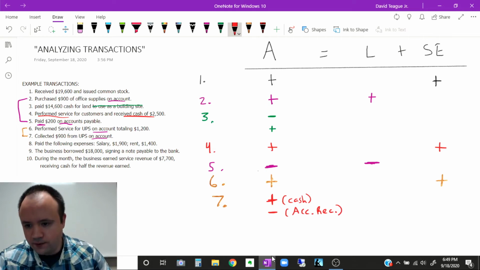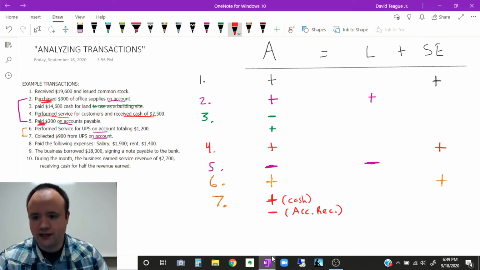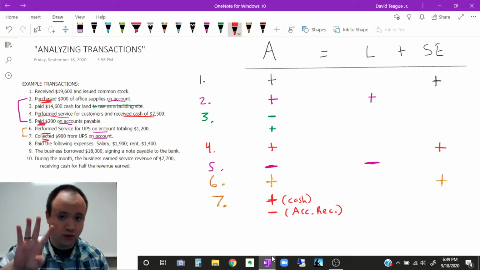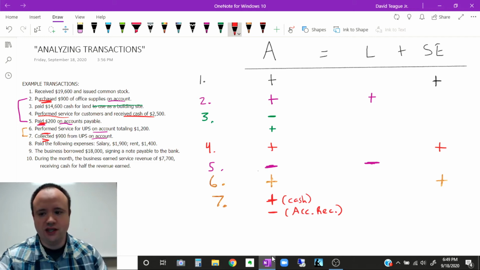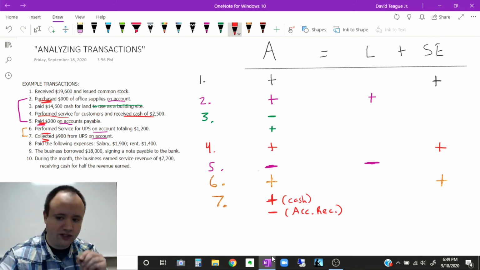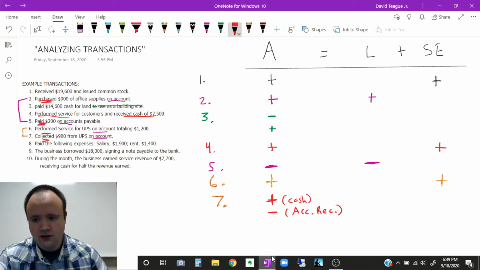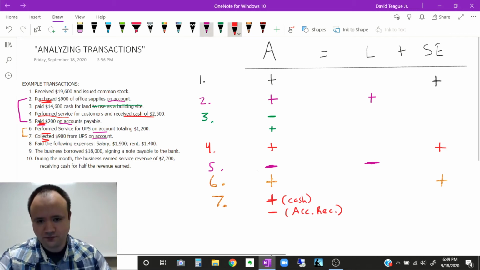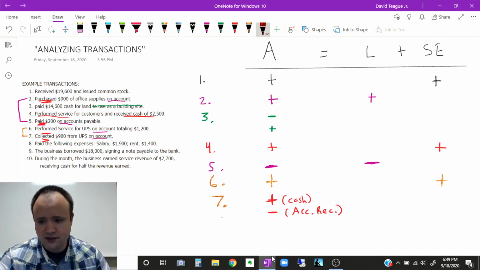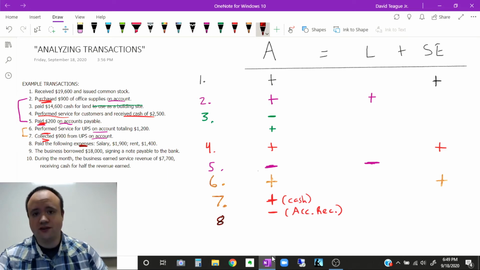And that's how these are the 4 on accounts. You purchase on account, then you pay on account. You perform service on account, then you collect on account. Those are the only 4 on accounts that you'll see, and they tend to be the most confusing of all these transactions that you see. So I'm glad that we got these in the list. Now, number 8 is paid the following expenses. So that's nice. They told us that they're expenses.